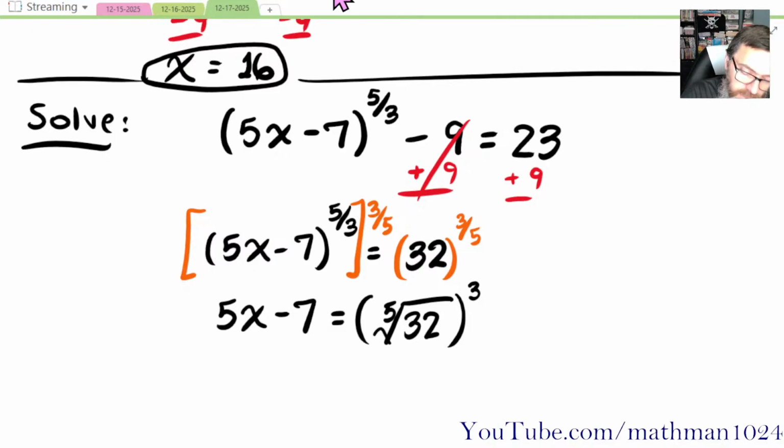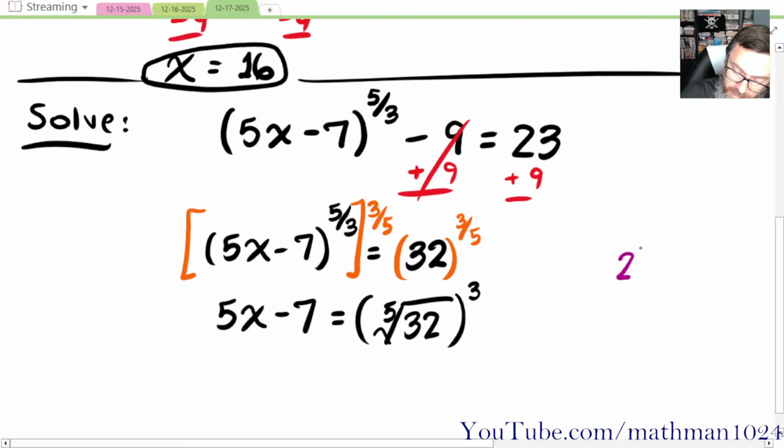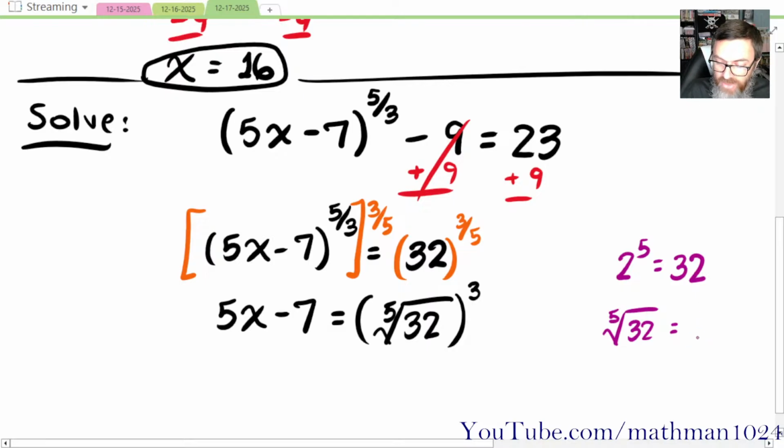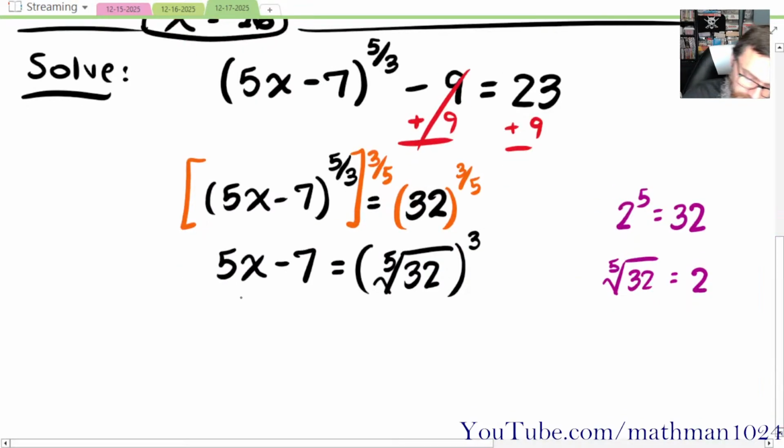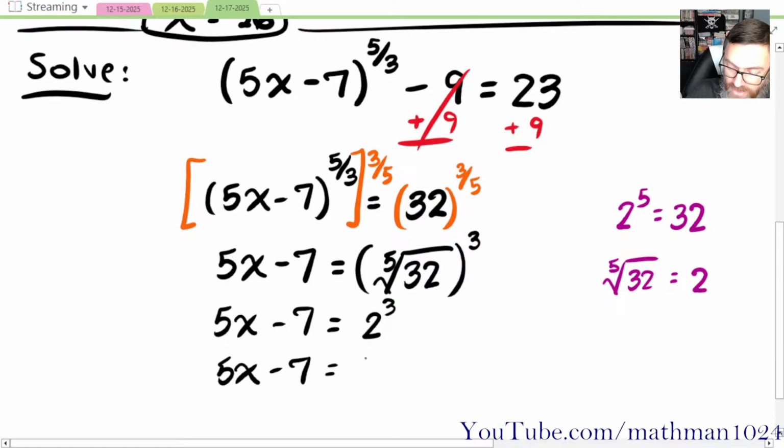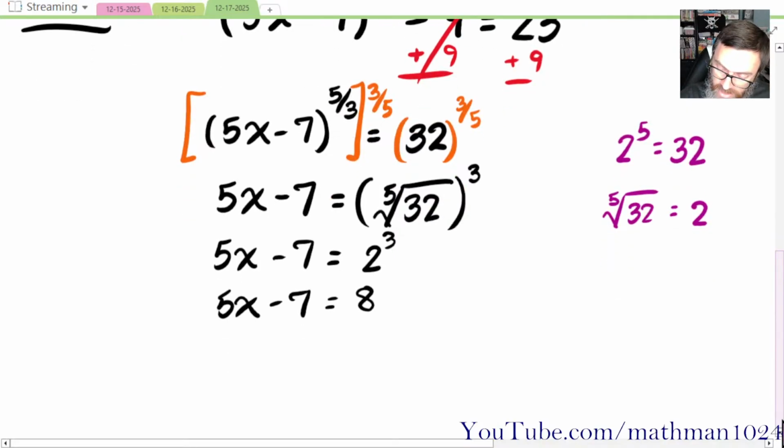Now, maybe you don't remember all of this, but let me remind you that 2 to the 5th is 32, which means when I try to figure out what is the 5th root of 32, I'm trying to figure out what to the 5th power gives me 32, and the answer there is 2. Right? That's how these expressions are connected. All right, so we have 5x minus 7 equals 2 to the 3rd. But 2 to the 3rd is really equal to 8. And then we add 7 to both sides.